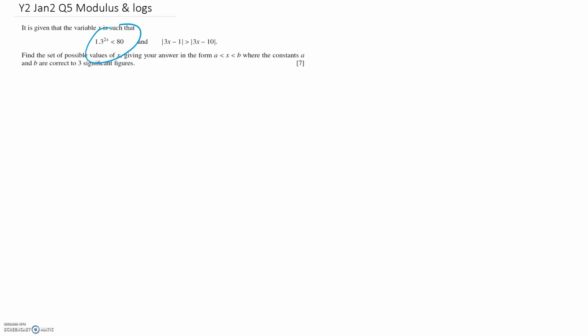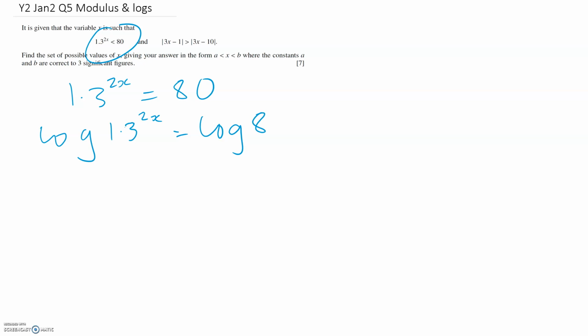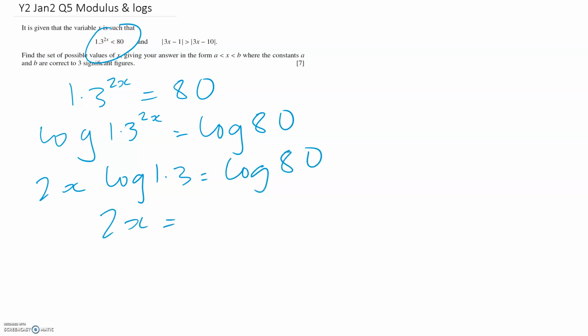Let's deal with this inequality first. If we find where 1.3 to the power of 2x equals 80, that will be helpful. So if we take the log of both sides, we'll get this, and then you can bring the 2x to the front: 2x log 1.3 equals log 80, so 2x equals log 80 over log 1.3.